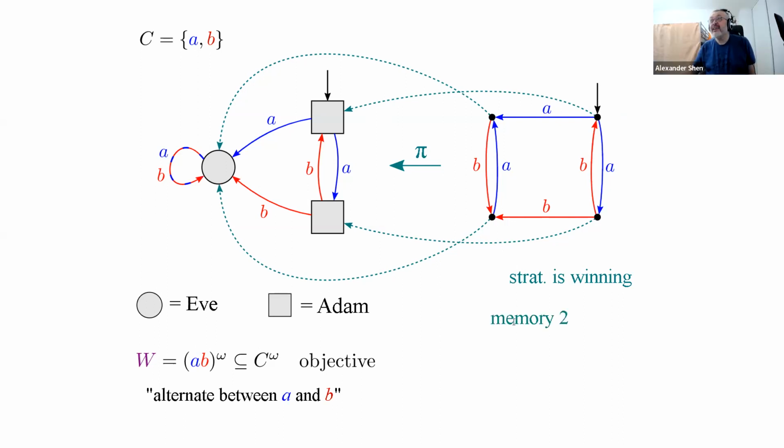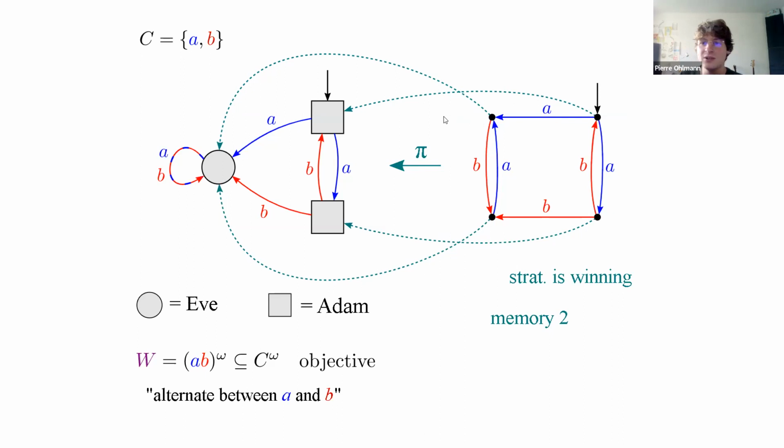And the memory of this strategy is 2. Why? Because I have a preimage of this Eve vertex, and the preimage has size 2. So if you look locally, the amount of information that I need to store is 2. No, the amount of information is 1 bit, but just 2 cases. Yeah, you measure not on a logarithmic scale, but in natural scale. Okay, I'm more used to this.